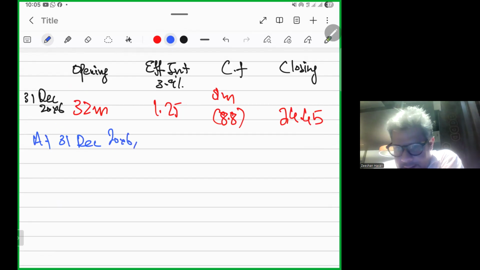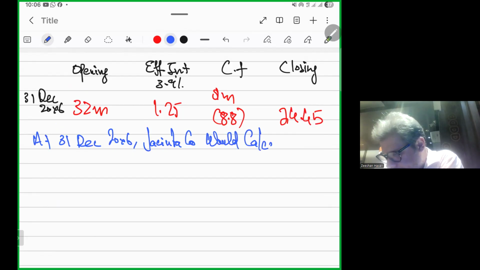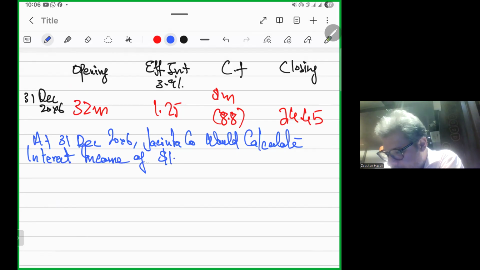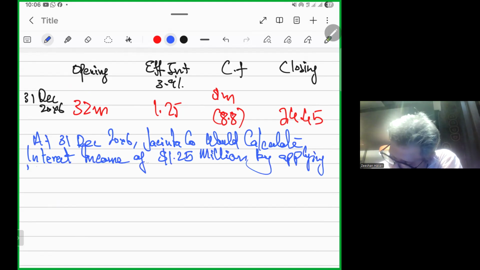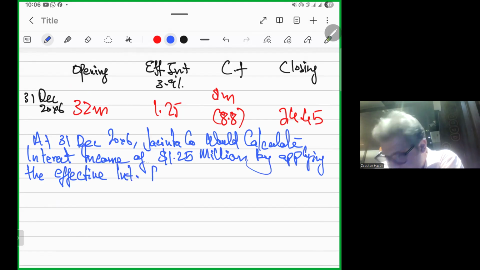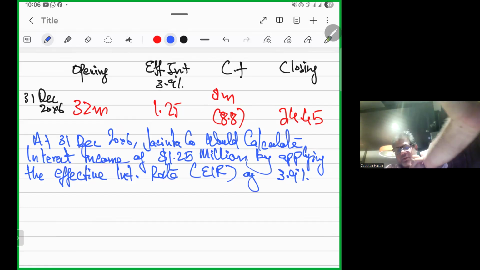Jacinta company would calculate interest income of $1.25 million by applying the effective interest rate, that is the short form of 3.9%.